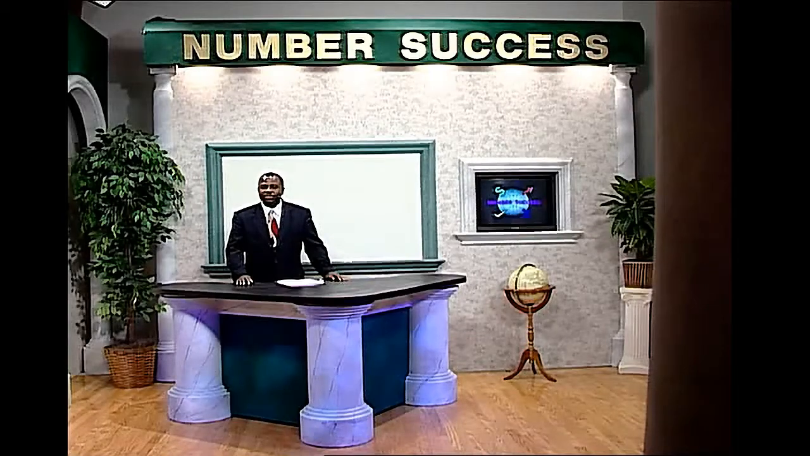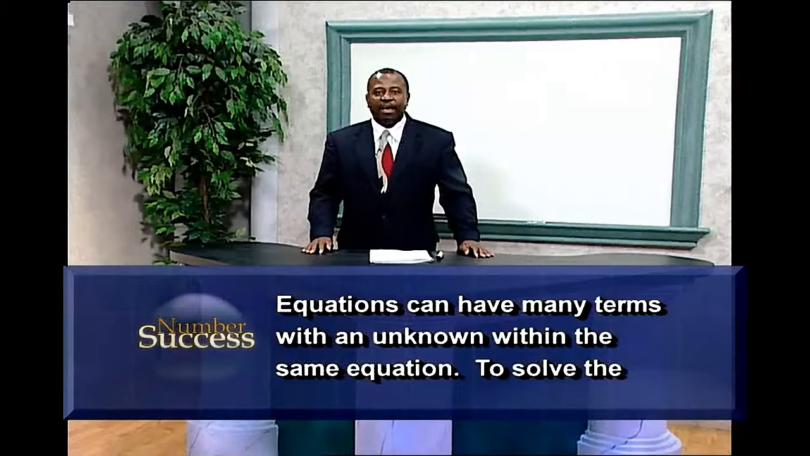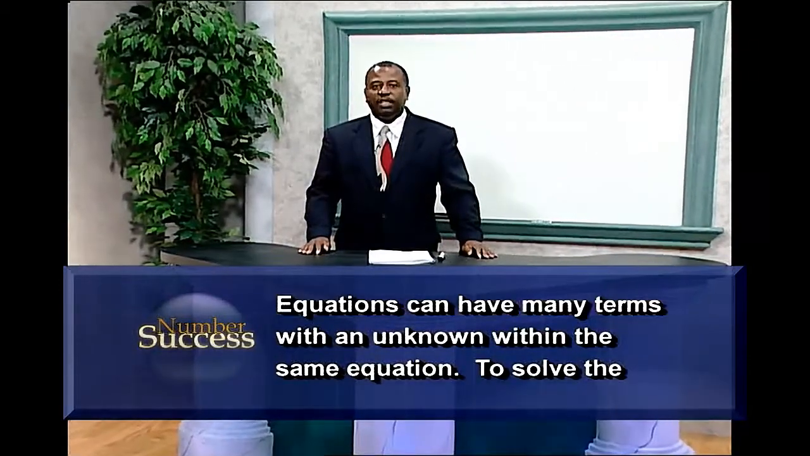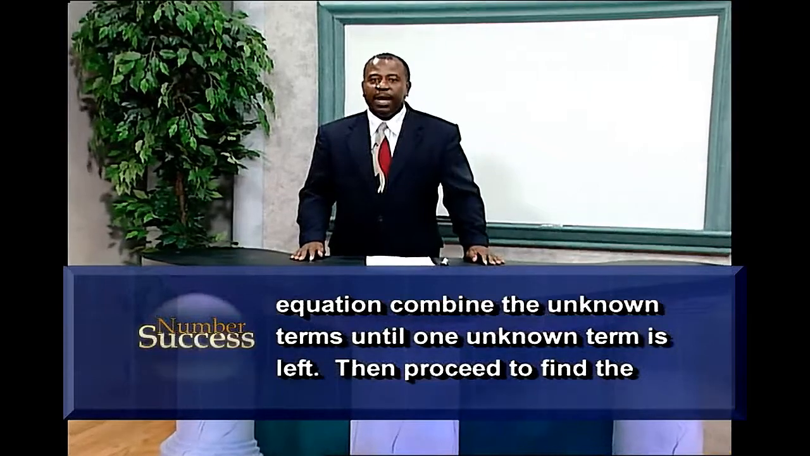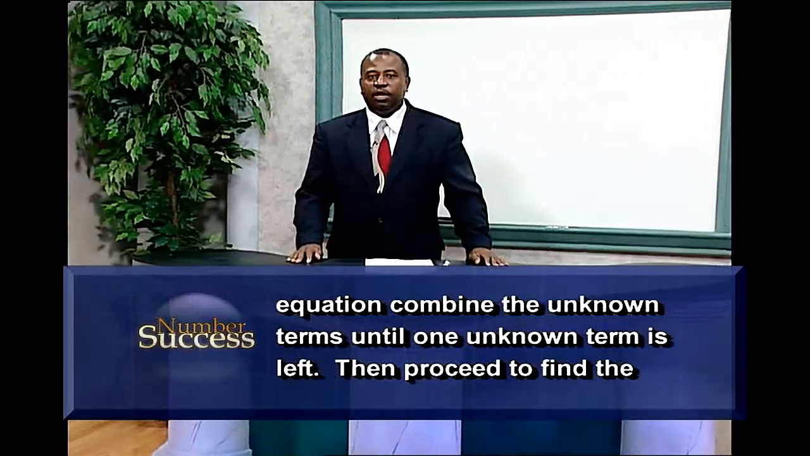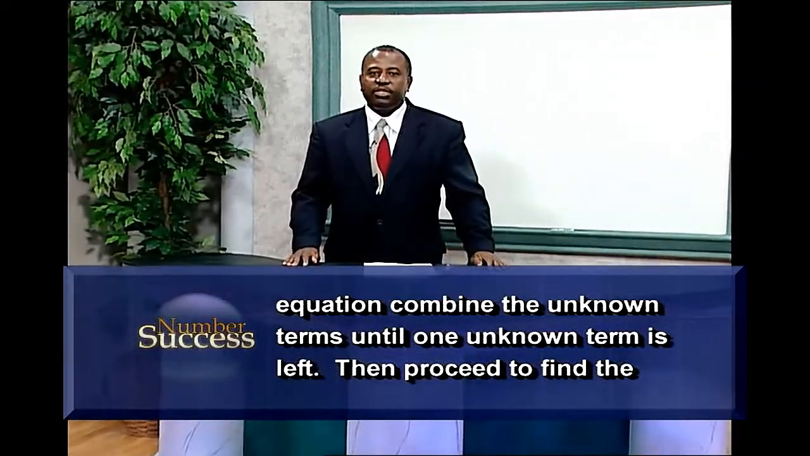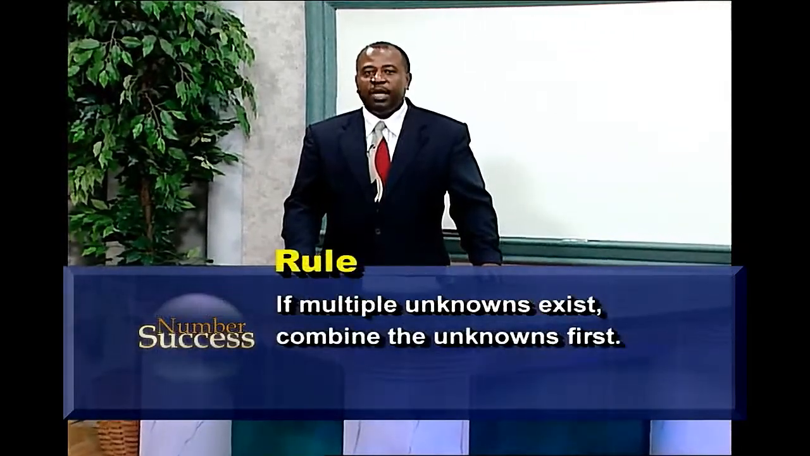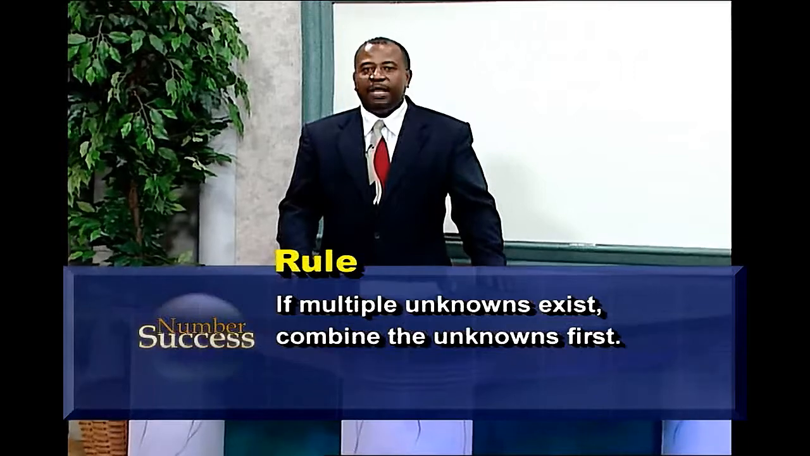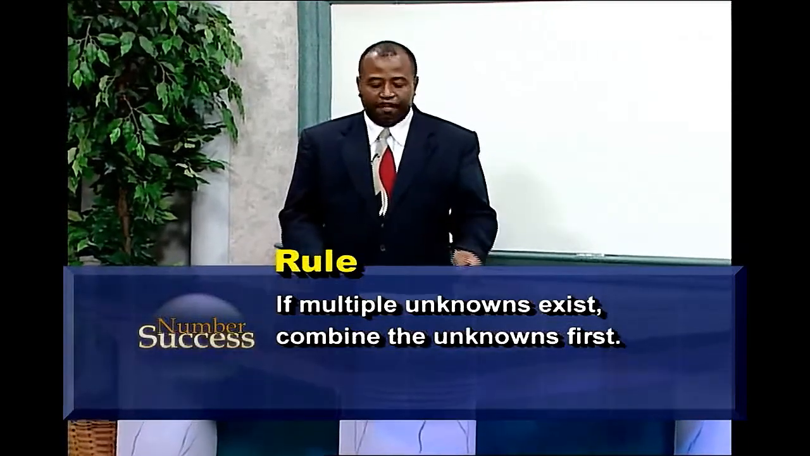Solving equations combining like terms. Equations can have many terms with an unknown within the same equation. To solve the equation, combine the unknown terms until one unknown term is left. Then proceed to find the value of the unknown. Rule: if multiple unknowns exist, combine the unknowns first.